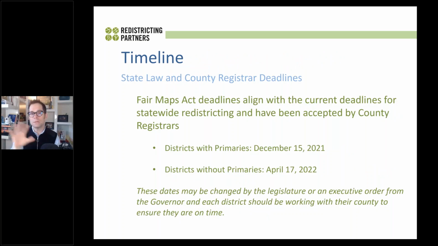Some timeline things, and then I think we'll go into some questions. If you're an agency that has primaries, your deadline is mid-December. If you're an agency that doesn't have primaries and only has a general election, the deadline is mid-April. These deadlines are going to be changing, I would expect, because of the late census data.